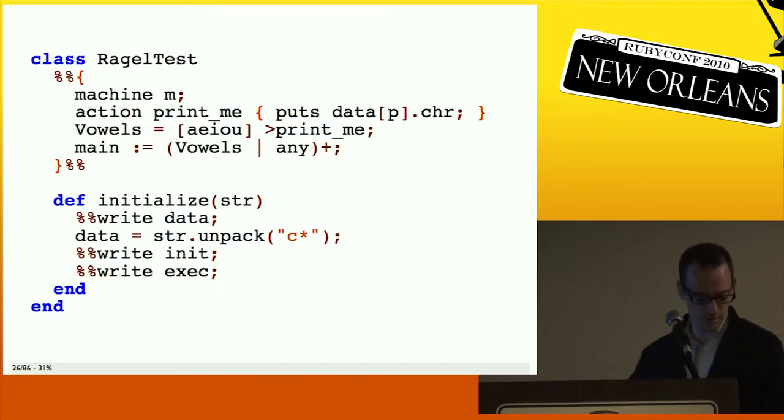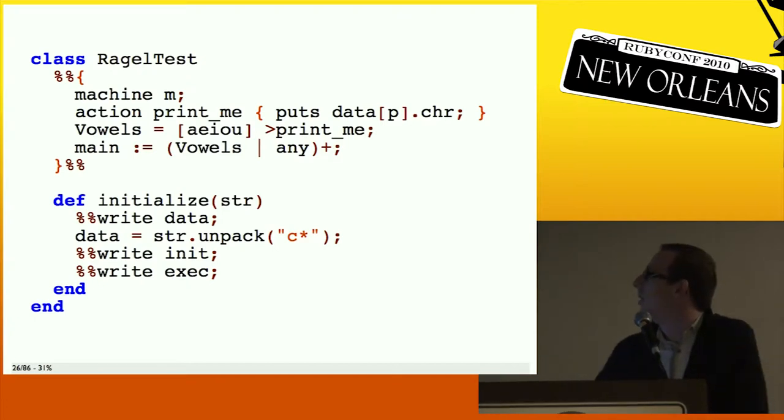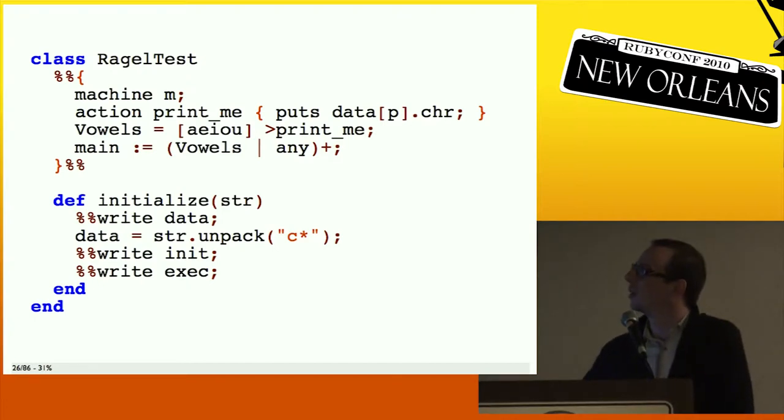Let's look at some Ragel. So here's some Ragel that compiles down to a Ruby class. This is kind of the shortest example I could come up with that contains the majority of the syntactic elements that you need to know about.